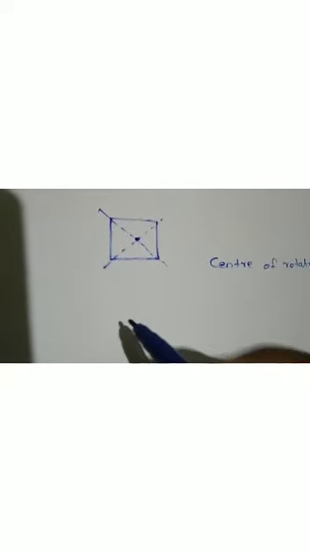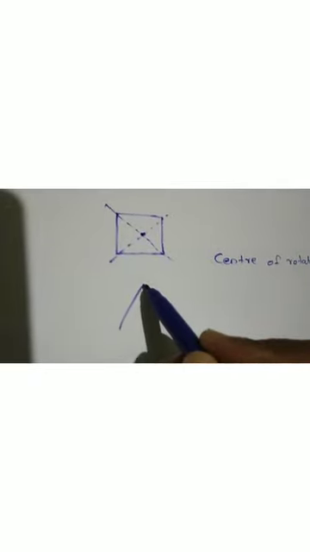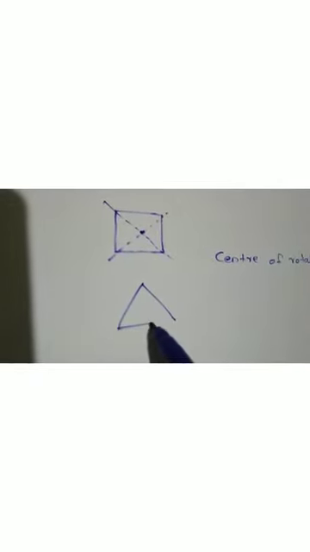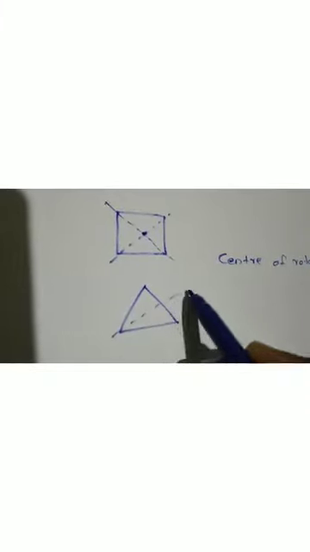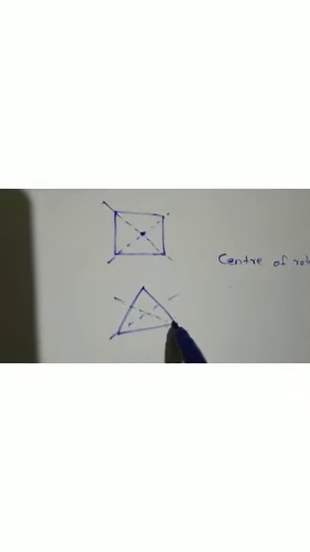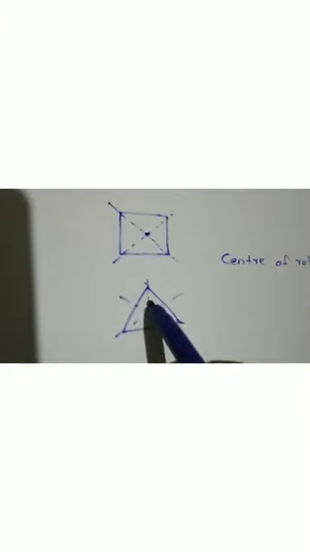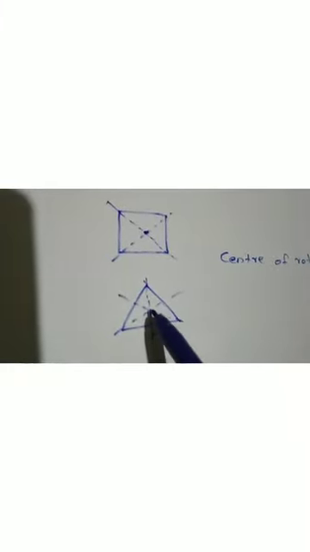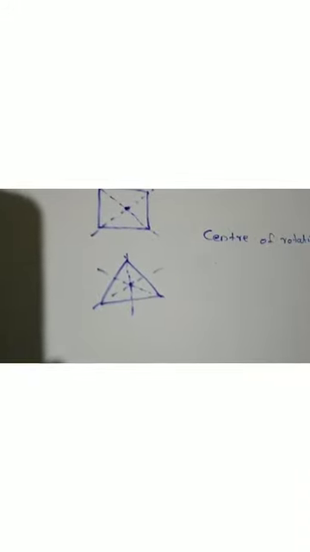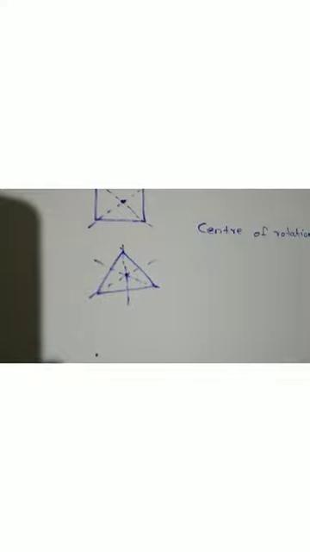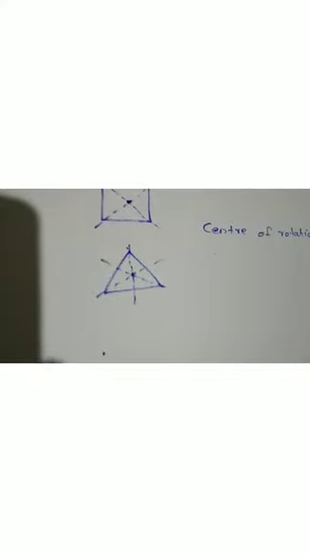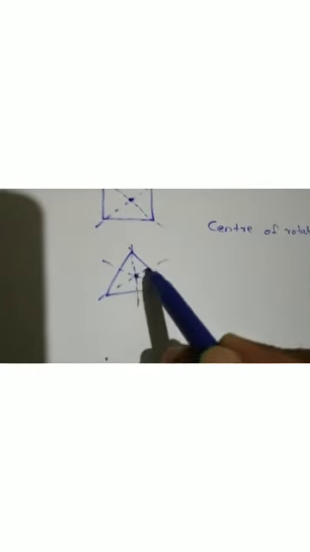Okay, some shapes. In case of equilateral triangle, here we can draw. Again here we can draw. Okay, then here also we can draw. So these three are medians. So for a equilateral triangle, where is the center of rotation? That will be the intersecting point of medians. Clear? Here this is the intersecting point of medians.